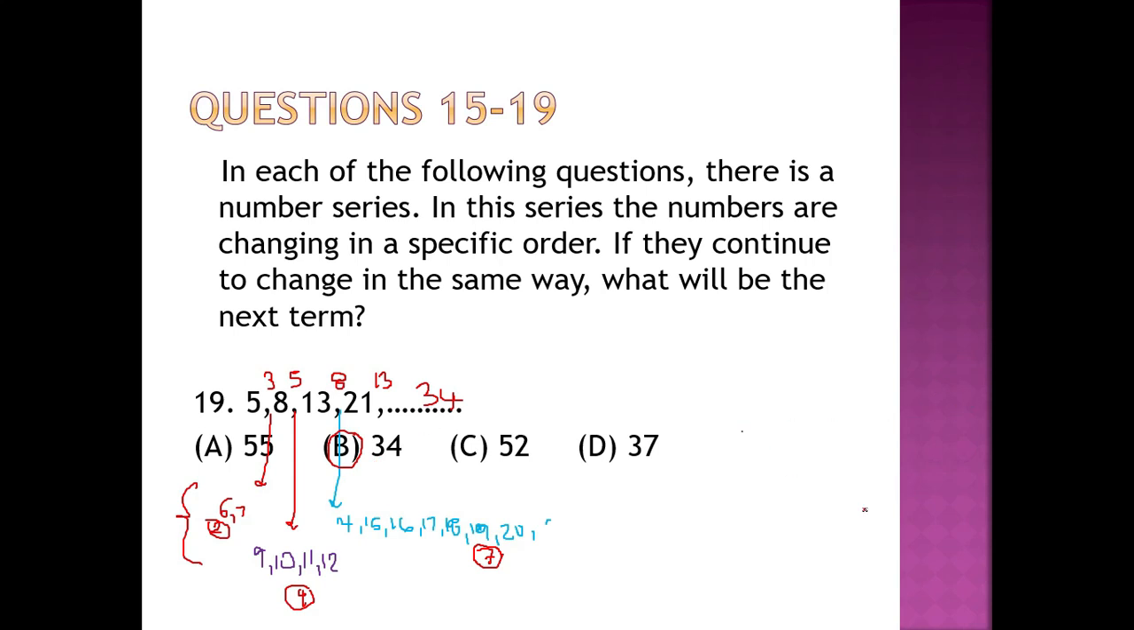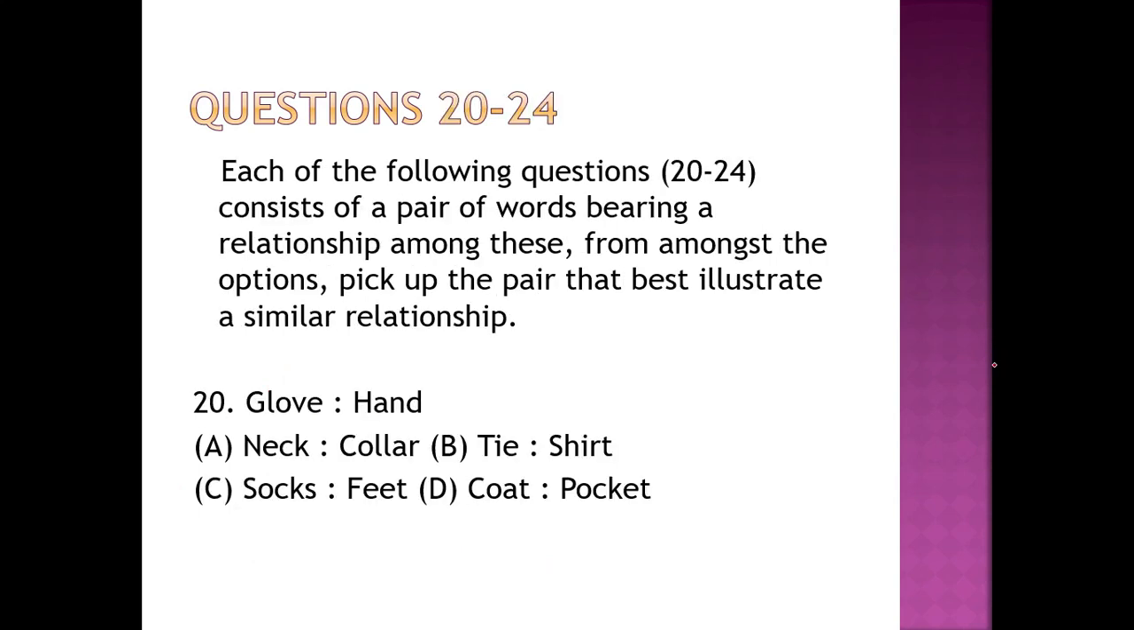Alright guys, we've been going at this for a very long time now and I am tired, but let me see how quickly I can get through the rest of them. Okay, so questions 24 to 25. Again, we have a mini series, so let's see if we can get through these quickly. Each of the following questions, 20 to 24, consists of a pair of words bearing a relationship. From amongst the options, pick the pair that best illustrates a similar relationship. Okay, that should be interesting and fun.